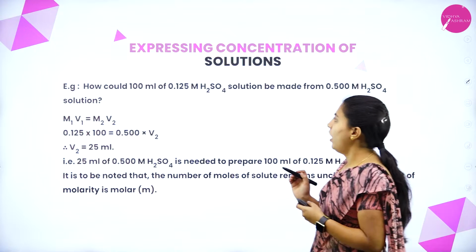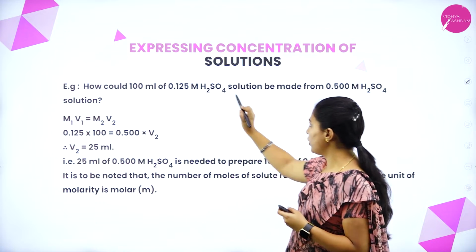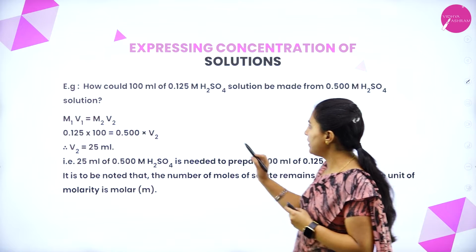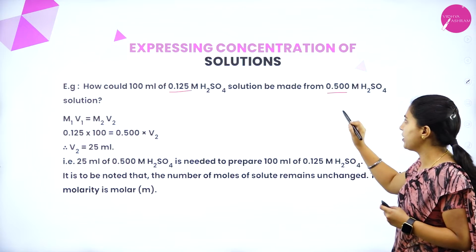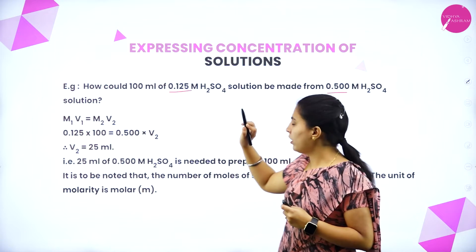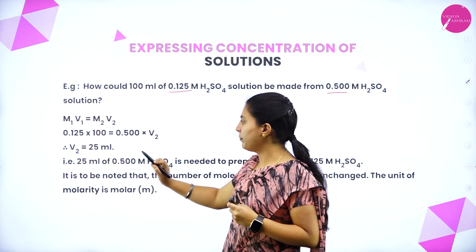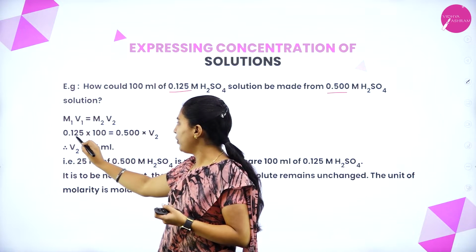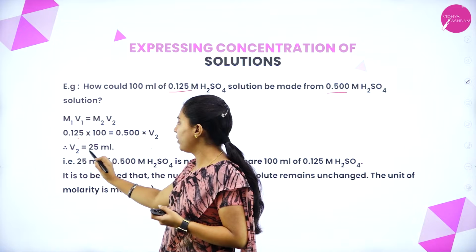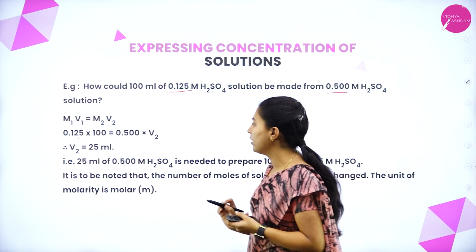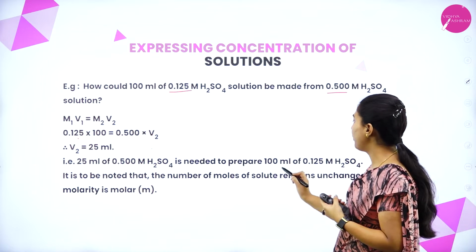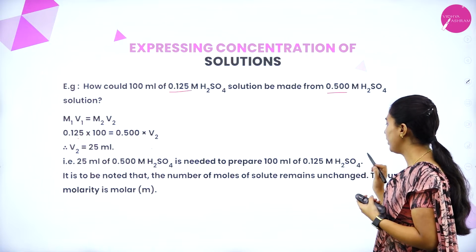Okay. Next, how could 100 ml of 0.125 molar H2SO4 solution be made from 0.500 molar H2SO4 solution? This is dilute and this is concentrated. From this concentrated, how can the dilute be made at this molarity in 100 ml? Same here as I show: 0.125 into 100, and V2 equals 25. That is, 25 ml of 0.500 molar H2SO4 is needed to prepare 100 ml of 0.125 molar H2SO4.